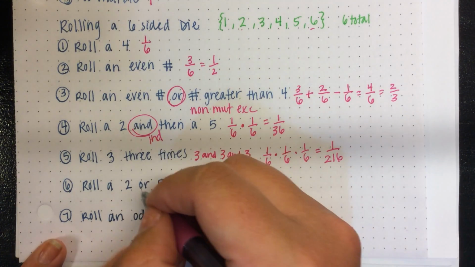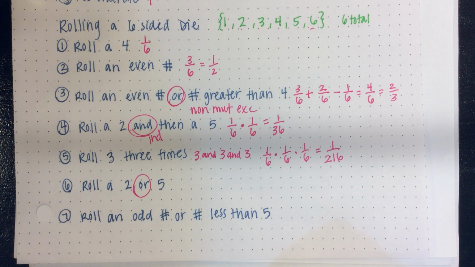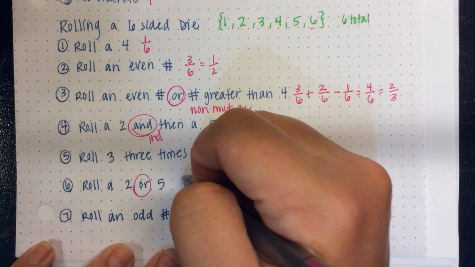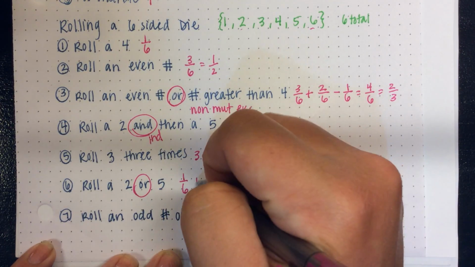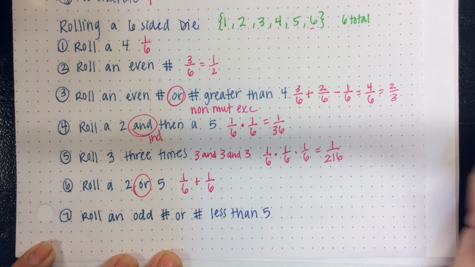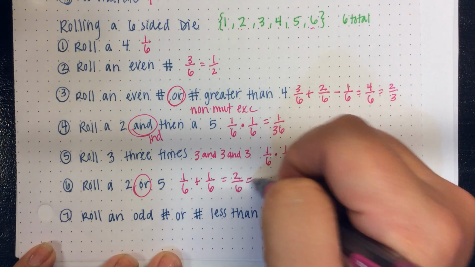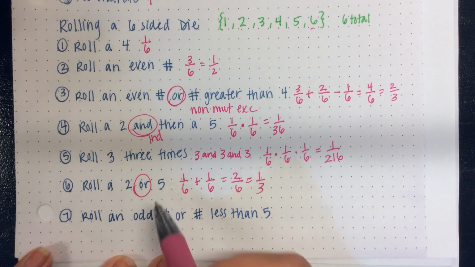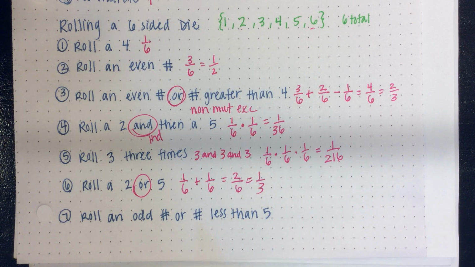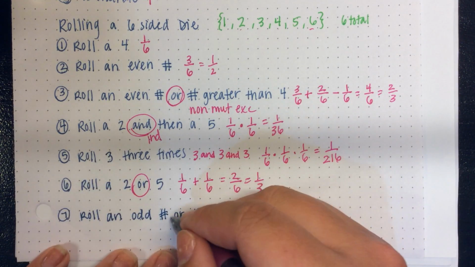Then I want to roll a 2 or a 5. So that's going to be "or," so I'm adding. The probability I get a 2 is 1 out of 6. The probability I get a 5 is 1 out of 6. So that's 2 out of 6, which is 1/3. I can't get a 2 and a 5 at the exact same time, so there's nothing to subtract. I'm just going to add.